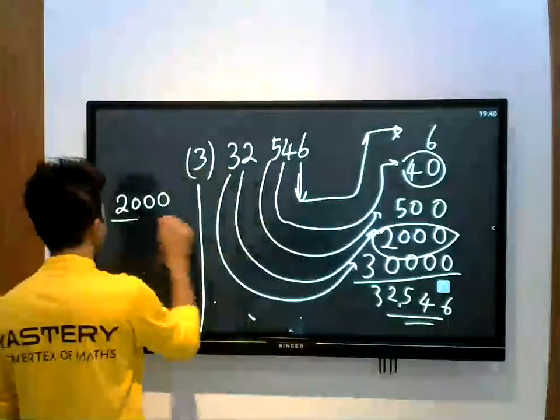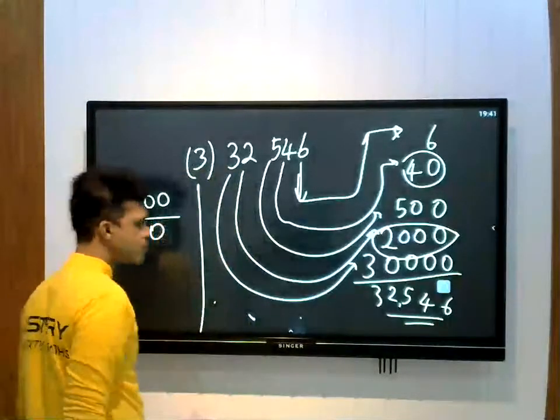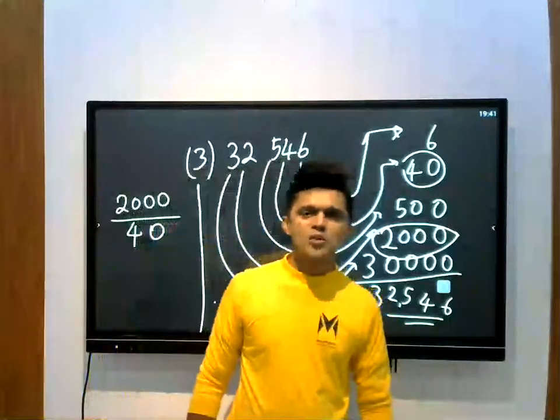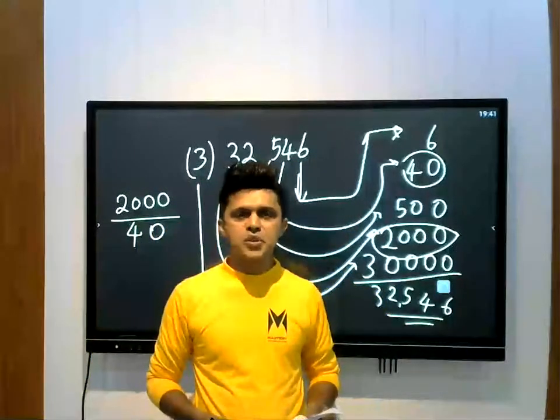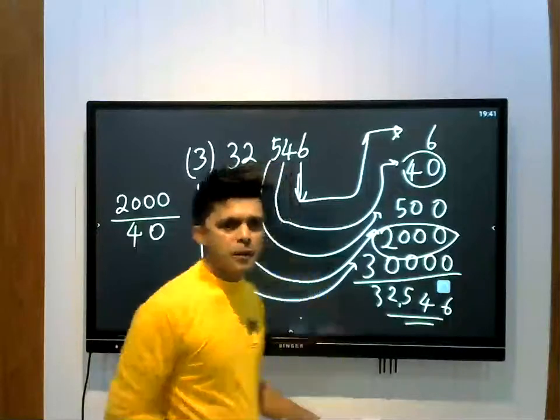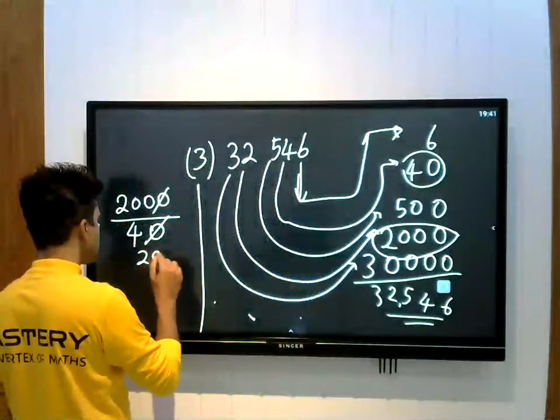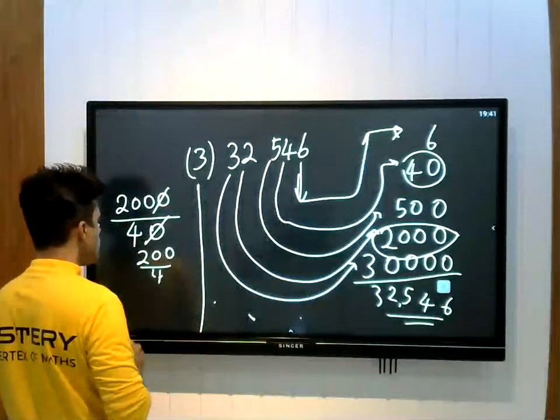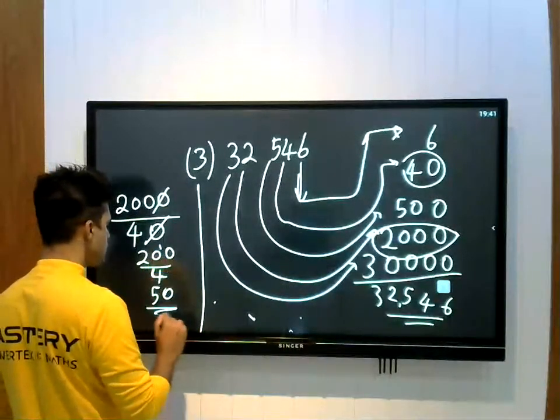How do you get the answer? 2000 is divided by 40. We could simplify this 0 and this 0. So after that, 200 over 4. 200 over 4 is 50, and the answer is 50.